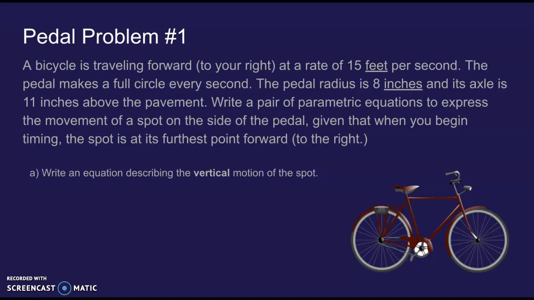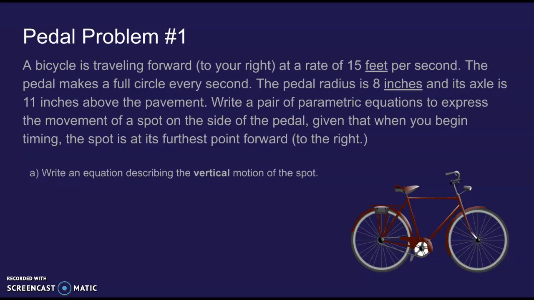We are going to write a pair of parametric equations to express the movement of a spot on the side of the pedal. So this is the pedal now, not the wheel. Given that when we begin timing, the spot is at its furthest point forward, as far to the right as we can get. So we're going to start with the vertical motion. So it is now furthest point to the right means it is above the ground, equivalent to however far the axle is, and that's 11 inches. So it's 11 inches up.